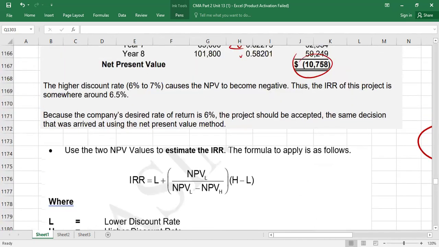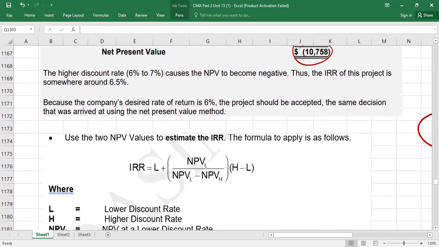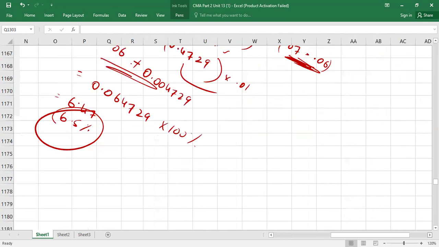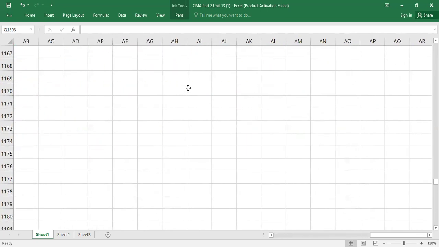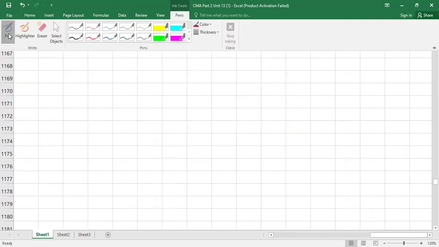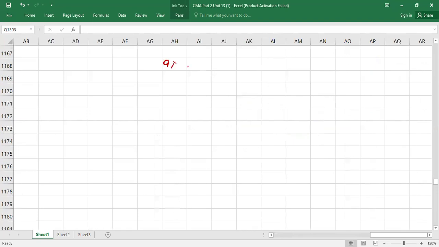Okay, guys, one more thing. Just use your mind. For example, let's assume, at 6%, I'm just assuming another data, our NPV is positive. Let's assume it is 1000 positive. Then we calculate a second NPV.